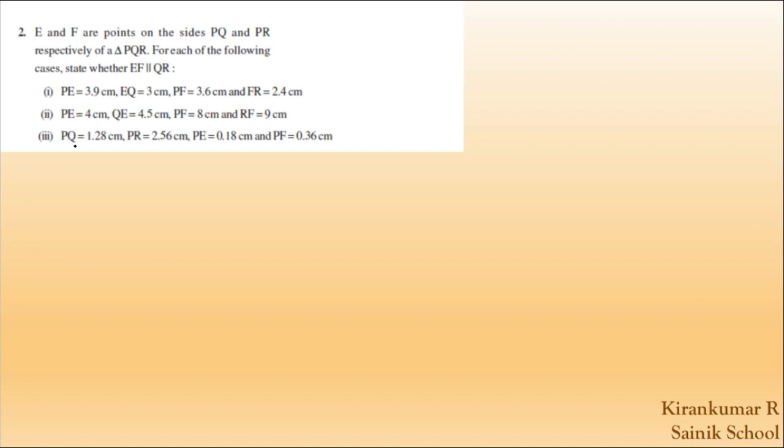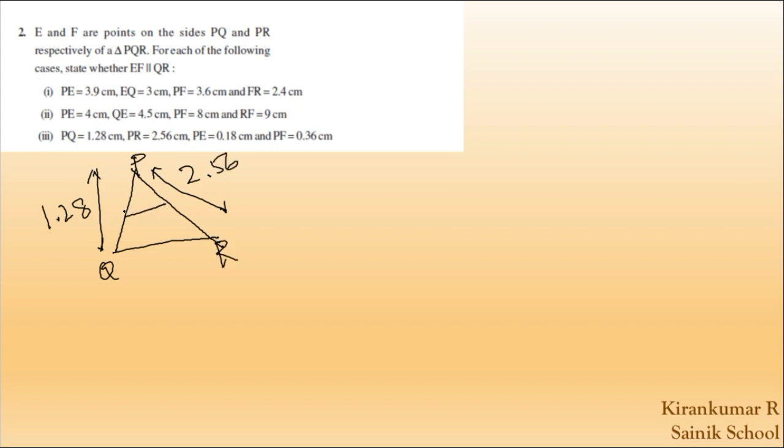Let us do the third one. In the third one, they have given the length of PQ and the length of PR, the length of PE and PF. So better I draw a diagram in which the length of PQ is given 1.28, the length of PR is 2.56, the length of PE is 0.18, and the length of PF is 0.36.